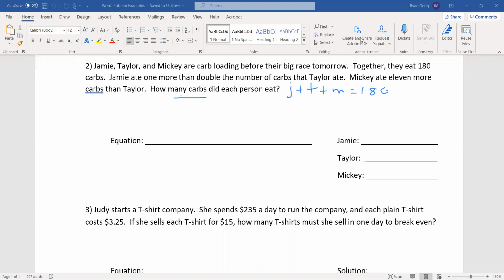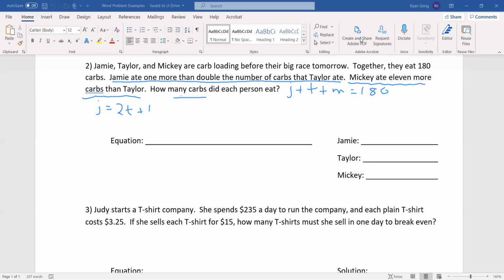So it can be very tricky, so I'm just going to jump right in. I'm going to look for sentences or phrases that have 2 people comparing. And right away, you should see that sentence. Jamie ate 1 more than double the number of carbs that Taylor ate. So double what Taylor ate, so 2 times T, and 1 more than that, so plus 1.